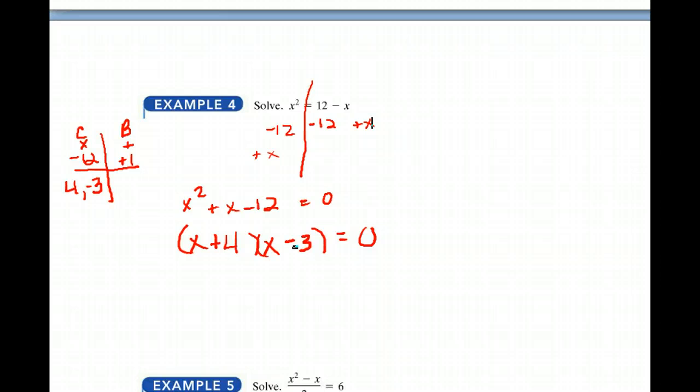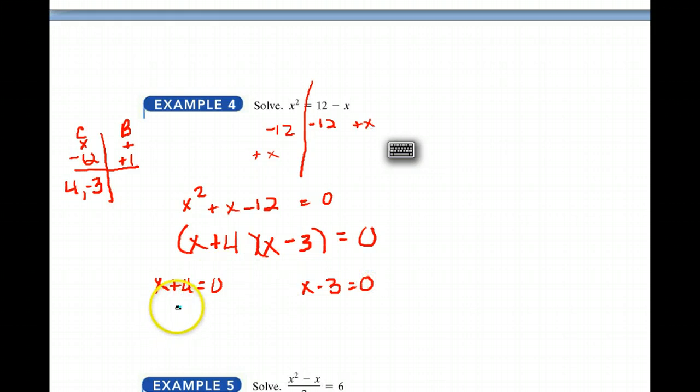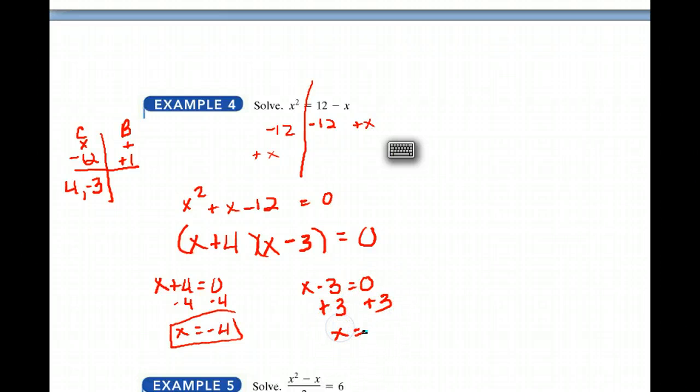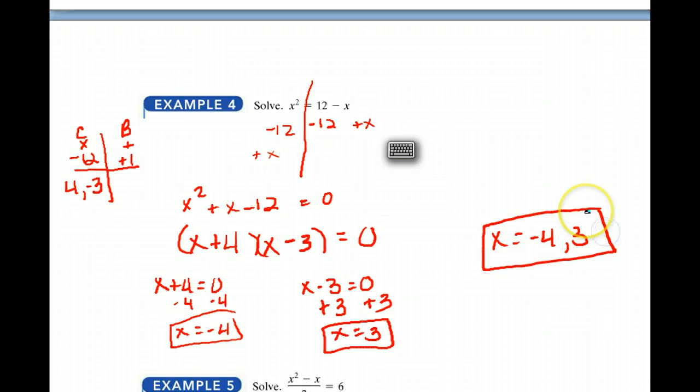and they are still equal to 0. We can now use the zero product property and set each one of those factors equal to 0. So x plus 4 equals 0, and x minus 3 equals 0. And we now want to solve each little equation to find the value of x. So we'll subtract 4 from both sides. X equals negative 4. We'll add 3 to both sides. X equals 3. And our solution set then is x equals negative 4 and 3.